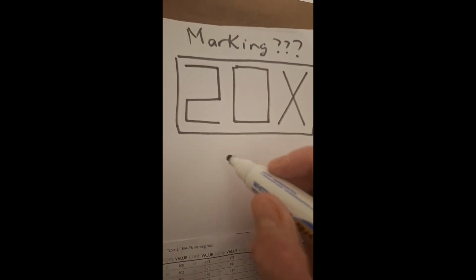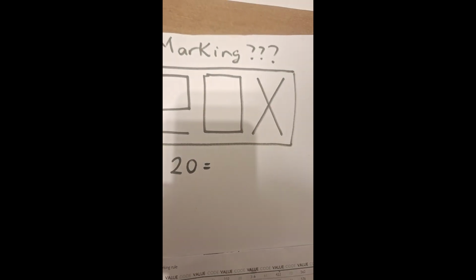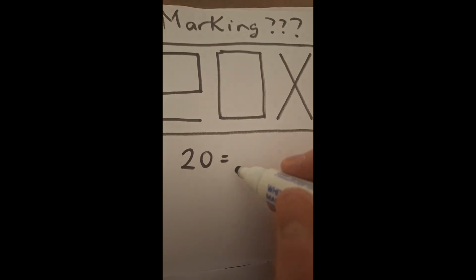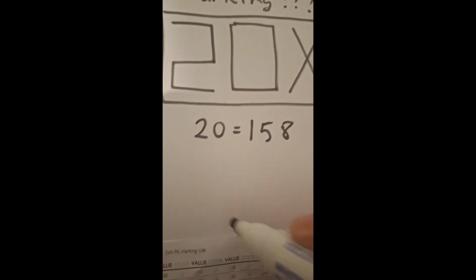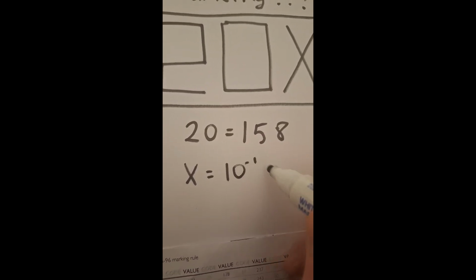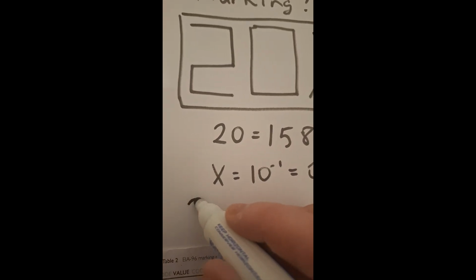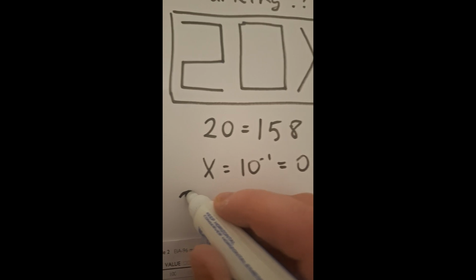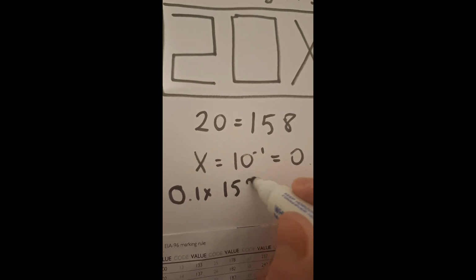20X can be broken down to 20 and X. From our table, we can see that code 20 corresponds to 158. X is the multiplier, which in this case is 10 to the power of minus 1, which equals 0.1. So now we have 158 multiplied by 0.1, which is of course 15.8. So the value of our resistor is 15.8 ohms.